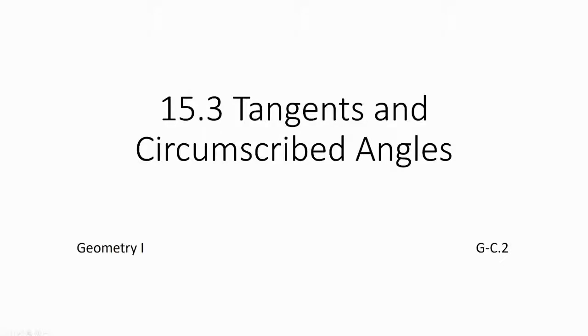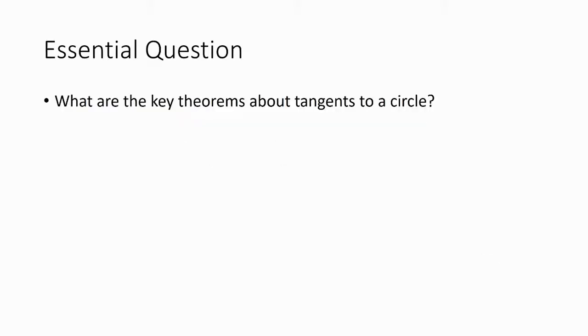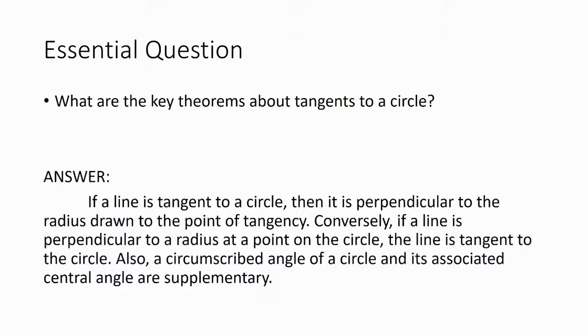Hi guys, this is for module 15.3, tangents and circumscribed angles. The essential question is, what are the key theorems about tangents to a circle?